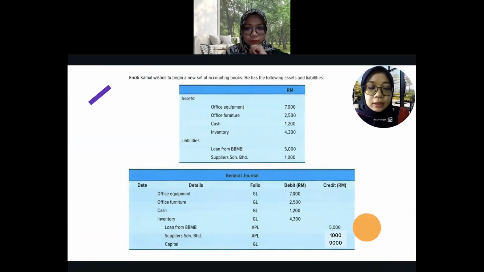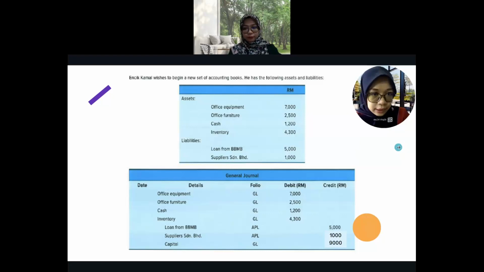For example, Encik Kamal wishes to begin a new set of accounting books. It has the following assets and liabilities. These are the figures for the opening balance, or balance brought down, also known as balance brought forward, balance b/d or balance b/f. These are the transactions that should be recorded in the general journal.